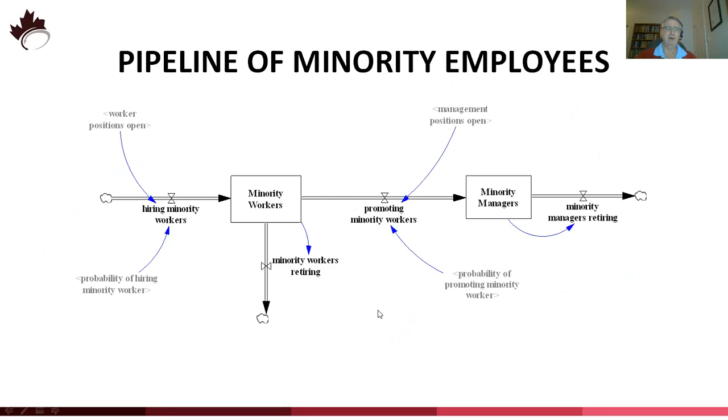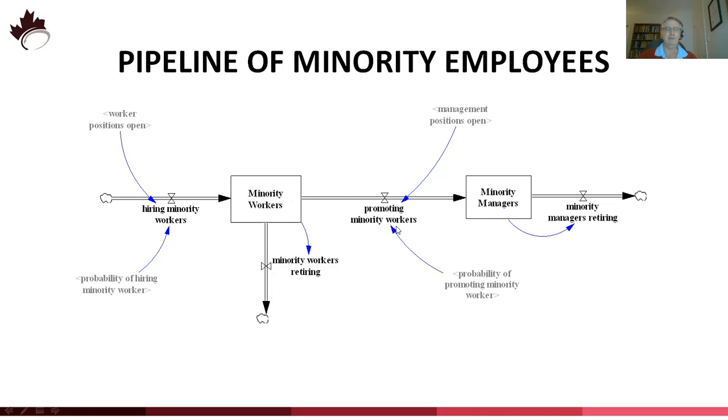So we build a quantitative model to do this. And one of the aspects of a quantitative model in system dynamics is this idea of pipes, a flow between populations in this case. So here we have a pipe or a flow of minority workers being hired, and they become part of the minority workers population. And the hiring is based on, as I described, the probability of hiring a minority worker and the number of open positions that are available. And then the person joins the population of minority workers, and they could leave either by retiring or leaving the organization, or they could leave the worker population by being promoted to a manager.